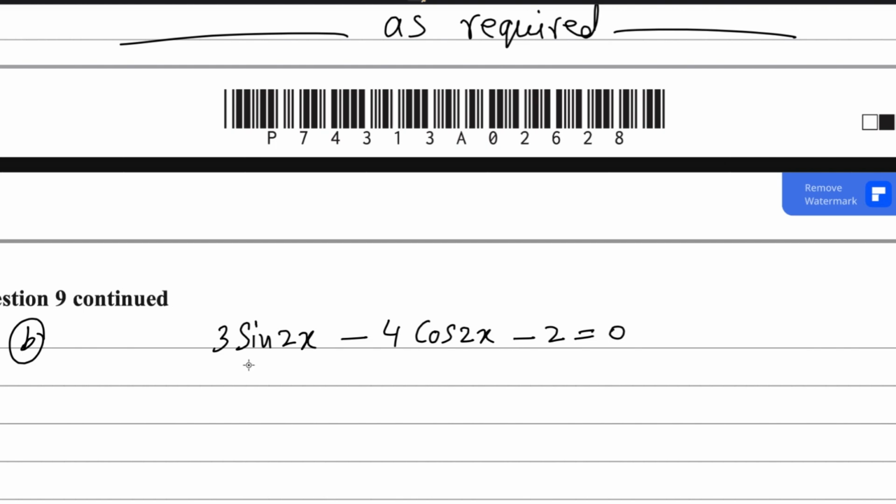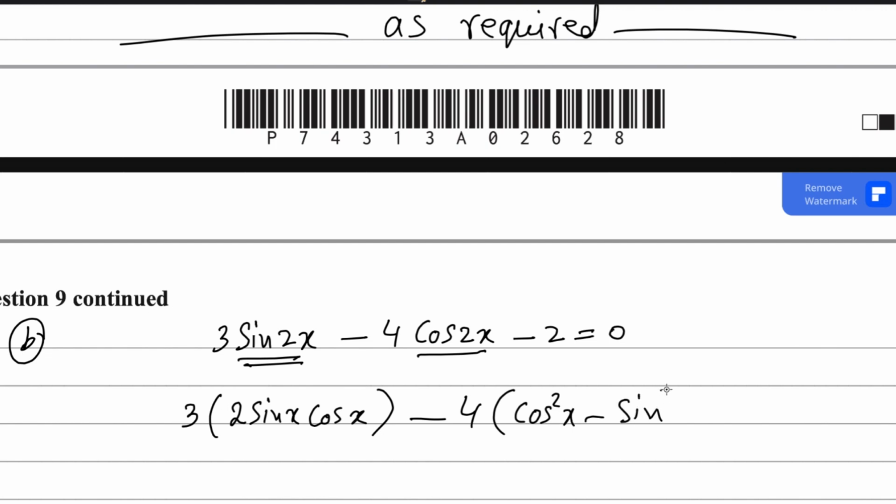We can solve this equation by writing the double angle formula for sine and the double angle formula for cosine. So we can change sine 2x into 2 sine x cosine x minus 4. This can be written as cosine square x minus sine square x. This is the double angle formula for cosine 2x, minus 2 equals to 0.